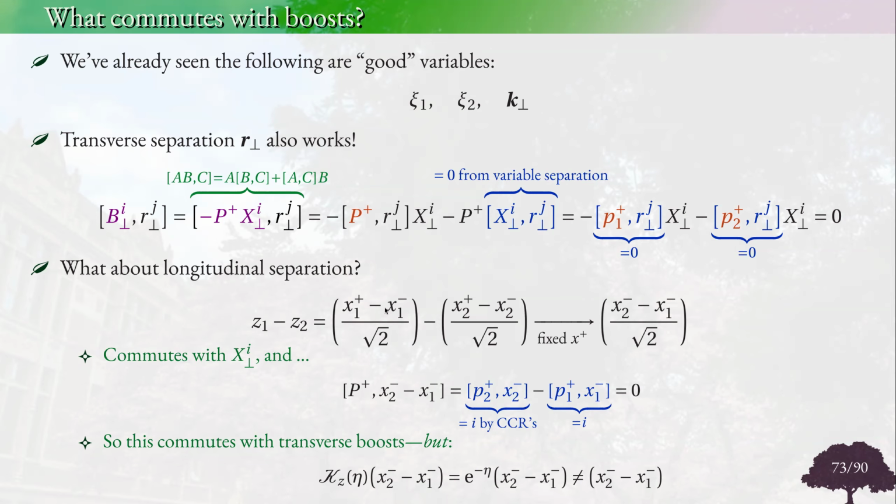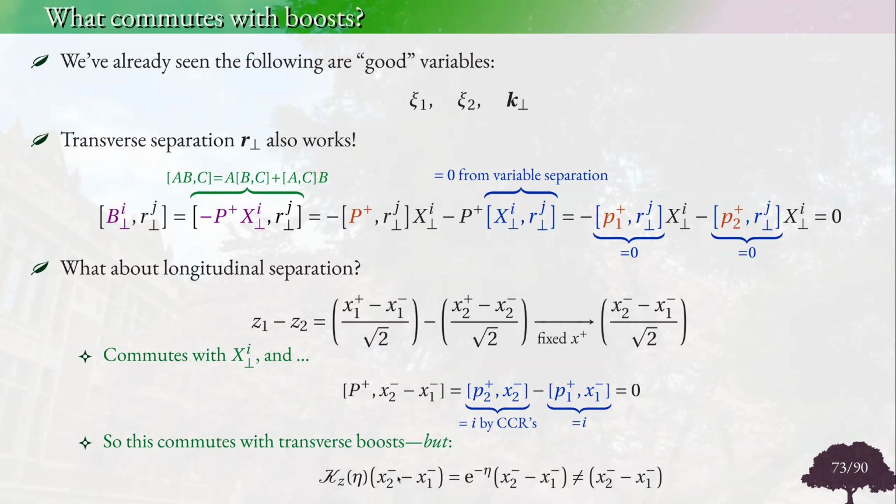Now, when we're describing a state in light front, we're describing it at a fixed light front time. So we just set the x1 plus and the x2 plus to the same value. And at fixed light front time, the longitudinal separation will just be a difference in x minus variables with a 1 over square root of 2 here. Now, it's convenient that it commutes with x perp because they're independent components of position, and you can show that this commutes with p plus as well with the aid of the canonical commutation relations.